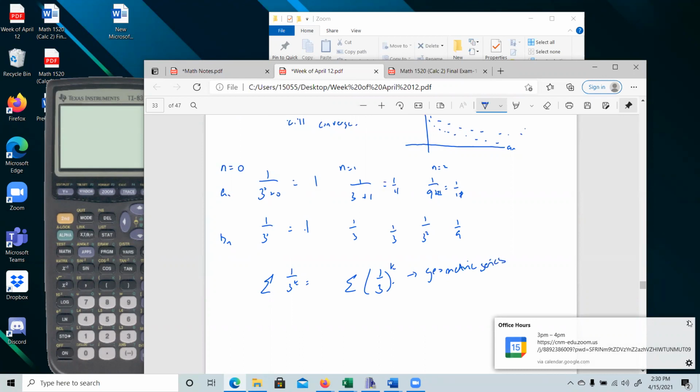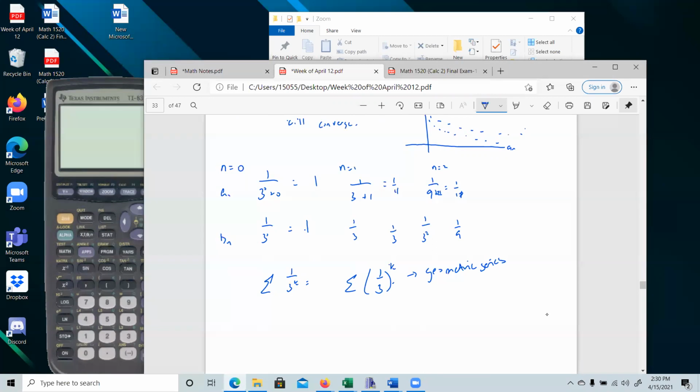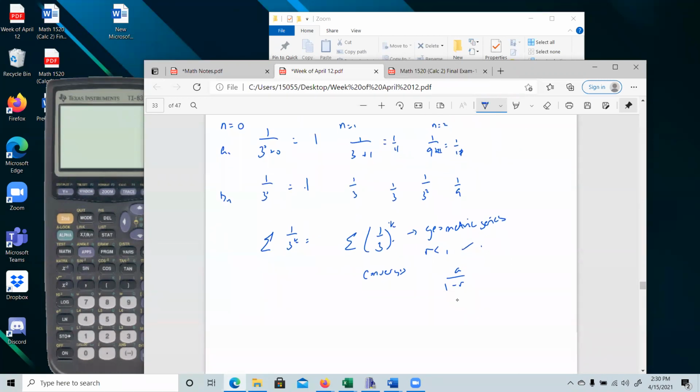Not only is it a geometric series, it's a geometric series with r less than 1. This converges, right? This is a over 1 minus r, isn't it? This converges. So, excellent. Since the bigger function converged, the smaller function will converge. So since 1 over 3 to the k converges, 1 over 3 to the k plus k converges by comparison.